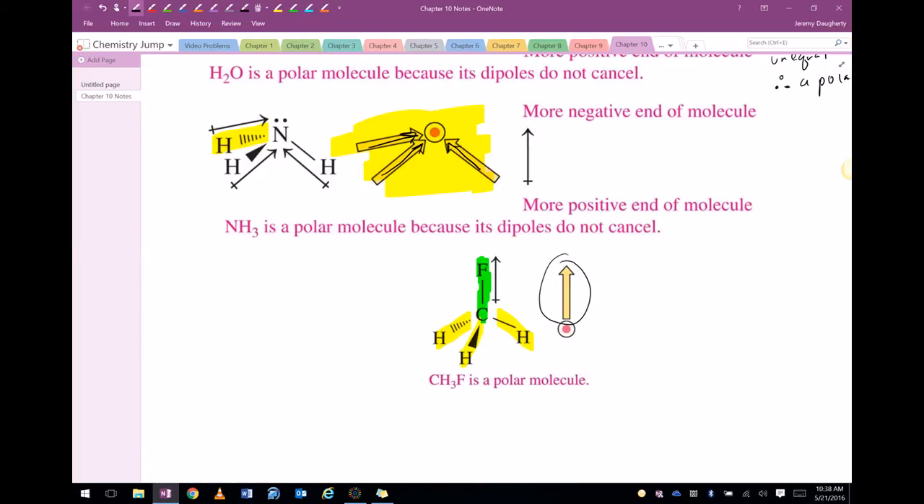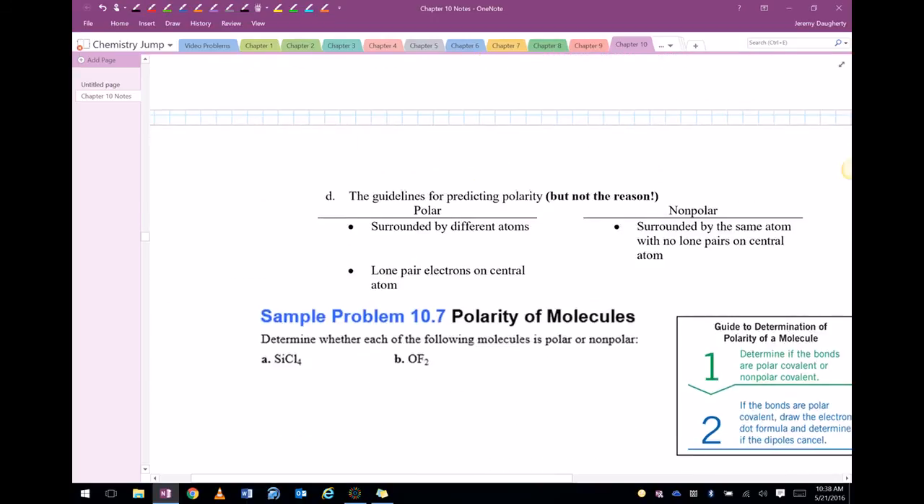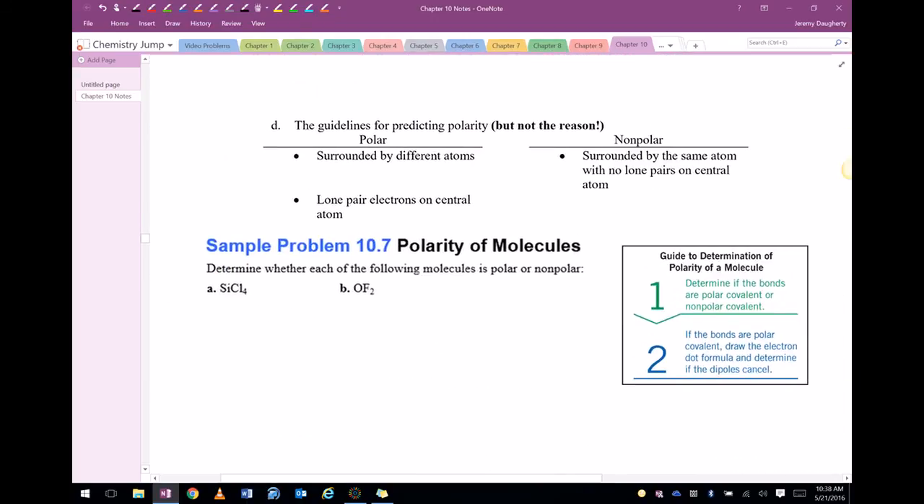Now, very important, what I just went over, those are the reasons why a polar bond is formed. That's the reason why. Now I'm going to show you a trick to determine whether it's polar or nonpolar, but very important, the trick is not the reason why. So here you go. What you can do is look at the Lewis structure.